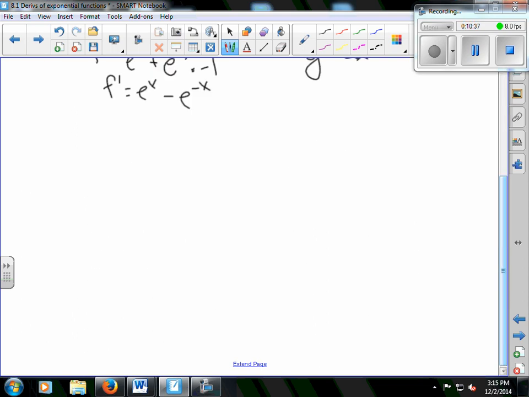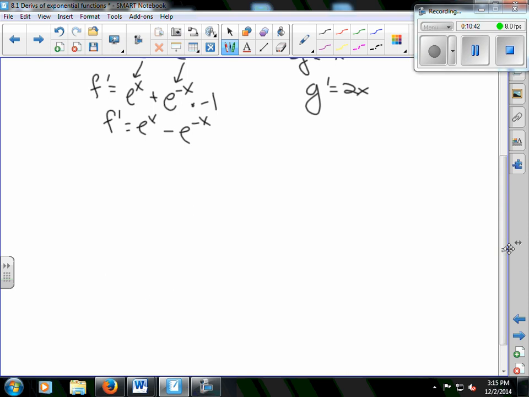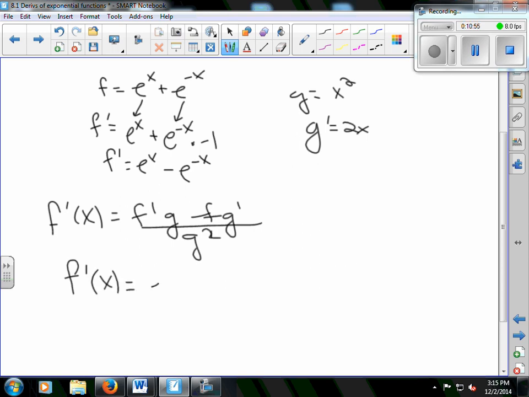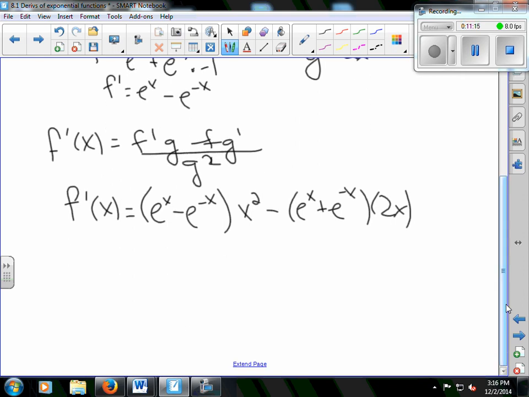And let's do the quotient rule. This is called f of x. So f prime of x would be f prime g minus f g prime over g squared. So that is e to the x minus e to the negative x times x squared minus e to the x plus e to the negative x times 2x, all divided by x to the fourth.